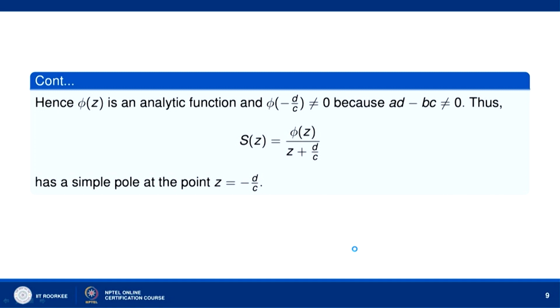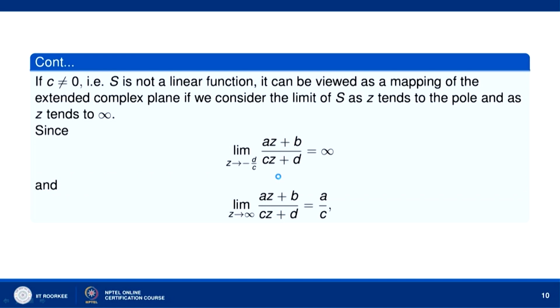Thus, we can say that the bilinear transformation S(z) equal to phi(z) over (z + d/c) has a simple pole at z equal to −d/c. Now, if c is not equal to 0, that is S is not a linear function. We have seen that when c becomes 0, a and d are not 0. So, S is equal to (a/d)z + b/d, and S then becomes a linear function. So, if c is not equal to 0, that is we are assuming that S is not a linear function, it can be viewed as a mapping of the extended complex plane if we consider the limit of S as z tends to the pole and as z tends to infinity.